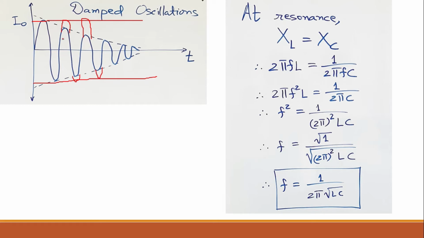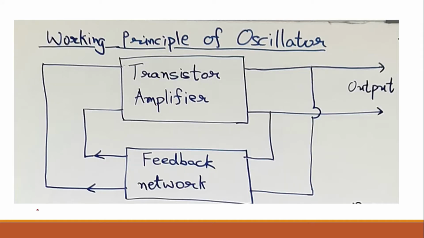We can use a transistor, right? Why? Because after some particular level the collector current becomes constant, or saturated, and after some particular level the base current again becomes zero, or cut off. That means if you use a transistor, then you can get rid of this damping of oscillations and you can get sustained oscillations. So let us understand the principle of working of this oscillator.